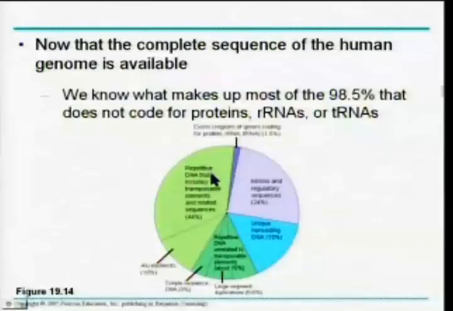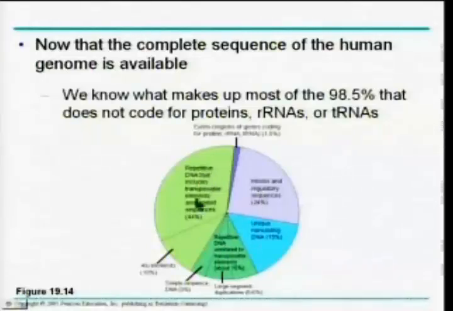The repetitive DNA that includes transposable elements and related sequences is about 44%. ALU elements, don't know what it is, 10%. Simple sequence DNA, 3%. The repetitive DNA unrelated to transposable elements is about 15%, with a large part of that being the large segment duplications, 5 to 6%. Unique non-coding DNA, about 15%. And then introns and regulatory sequences, about 24%.